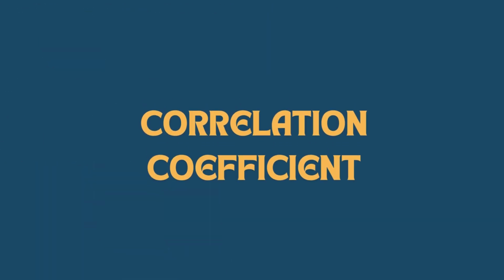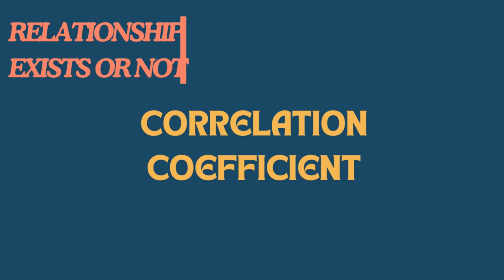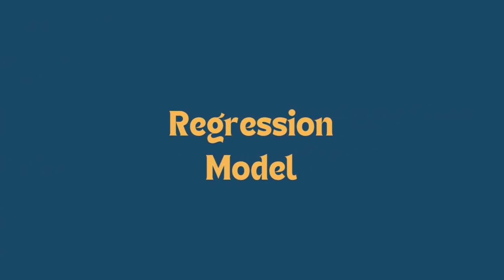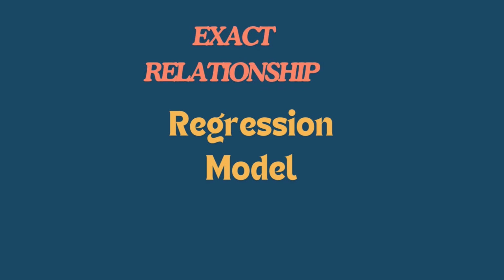But remember one thing about correlation coefficient. Although it states that a relationship between two variables exists, it never says which variable is the cause and which is the effect. For obtaining relationships, we use regression model. It provides an exact relationship between variables by giving an equation. There are many kinds of regression models.